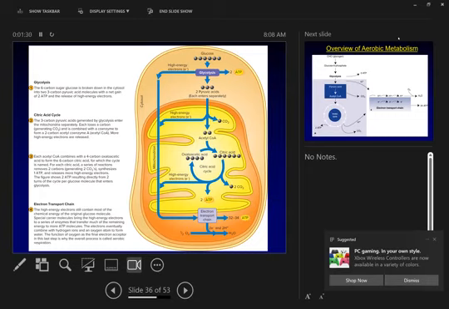So what we're going to talk about today, though, is rate control. Why, in some instances, is glycolysis going to make lactic acid? Why, in some instances, is that pyruvate going to be able to actually make it into the mitochondria? Why, when we exercise, is it going to speed up the rate of glycolysis? Is it going to speed up how we break down creatine phosphate?